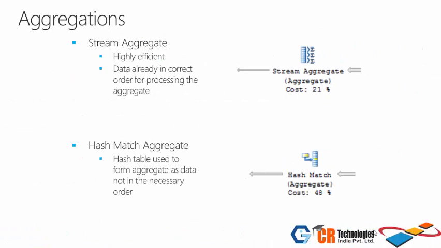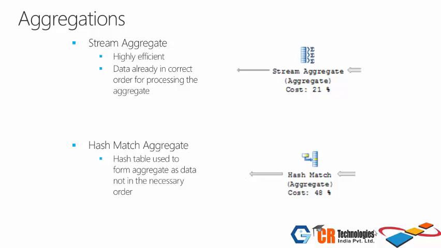We also have a stream aggregate. This is a highly efficient method used by the system to aggregate your data as it comes into the system. It's called the stream aggregate. And we also have the hash match aggregate, where a hash table is created to aggregate the data, and it's not done through streaming the data as it comes in.